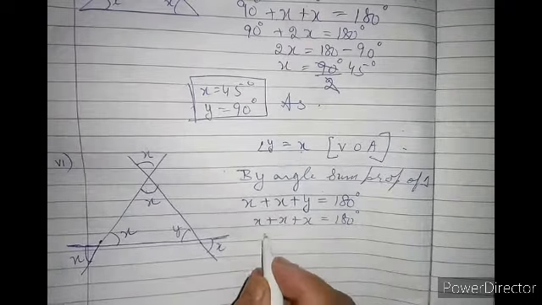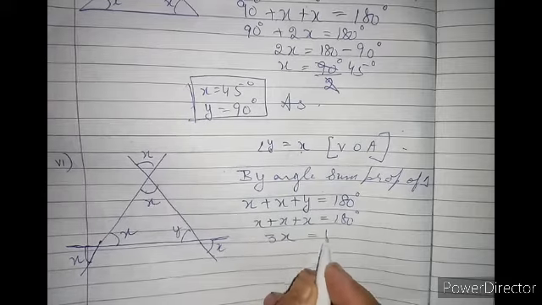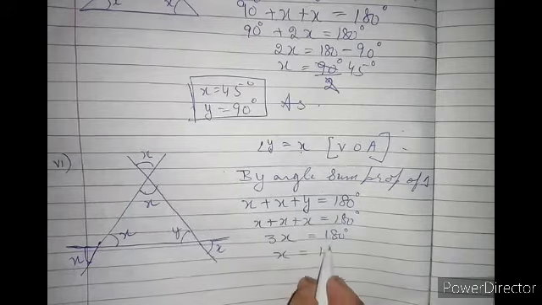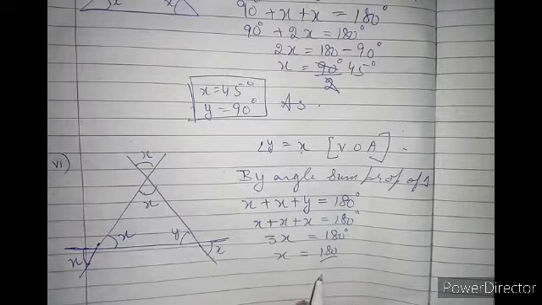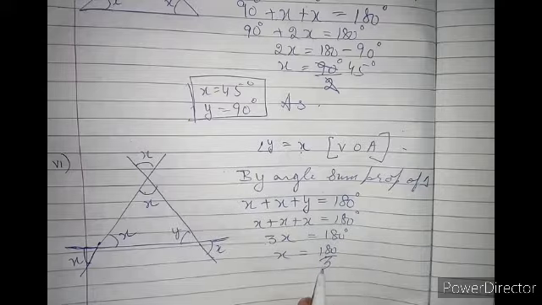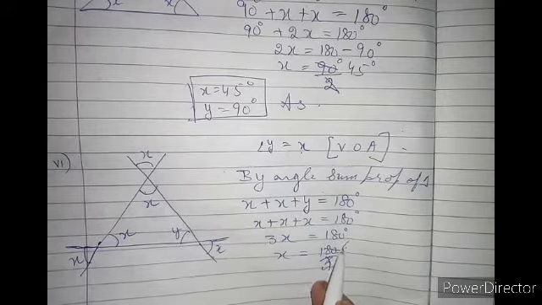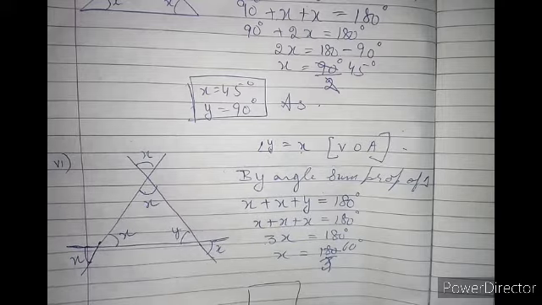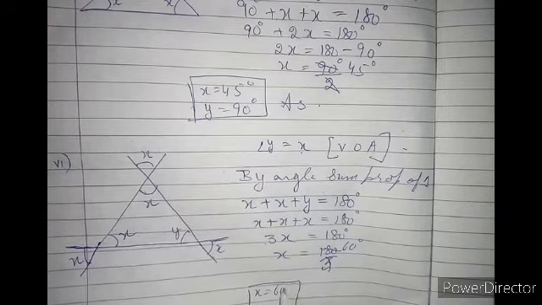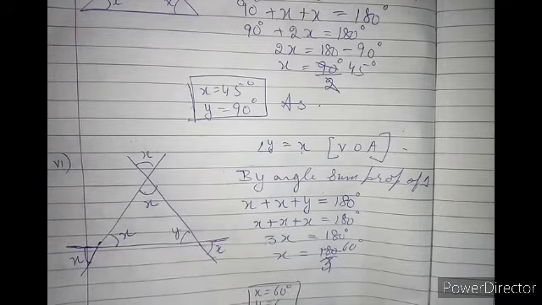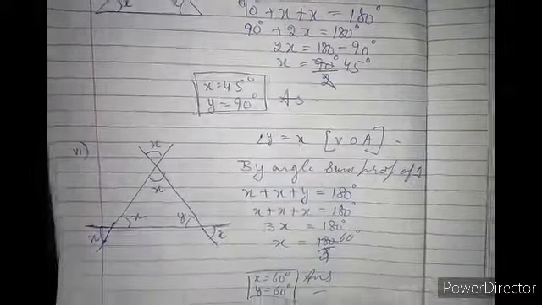On adding, we get 3x is equal to 180 degree. When we shift this 3 to the right hand side, 3 is in multiplication, so when we shift it to the right hand side it becomes division. So 3 sixes are 18, and we get x is equal to 60 degree. All angles are 60 degree, and y is also 60 degree by the vertical opposite angle property.